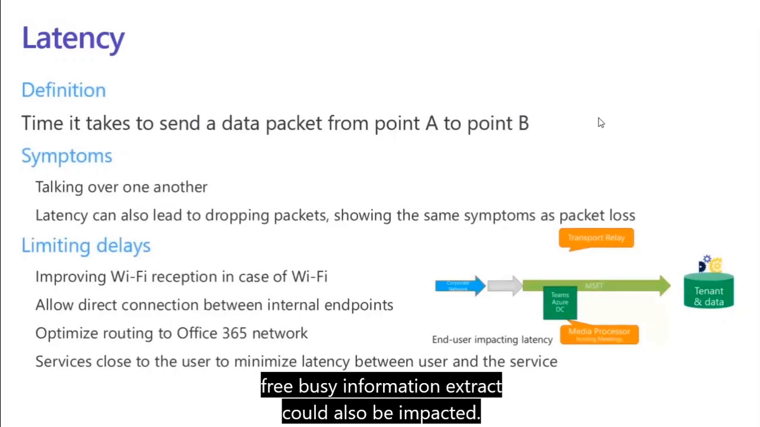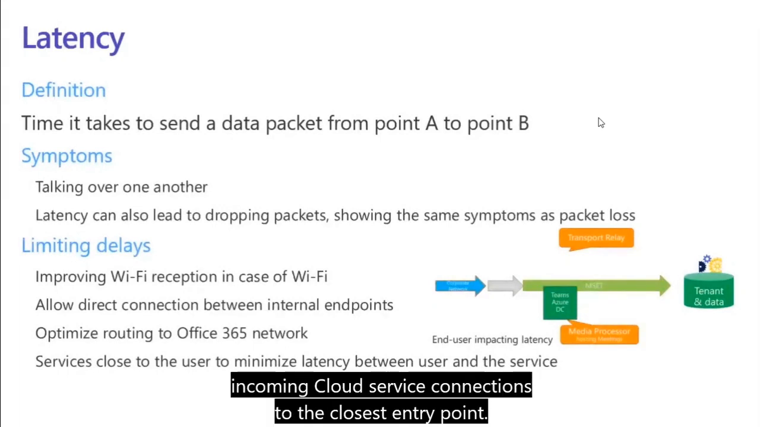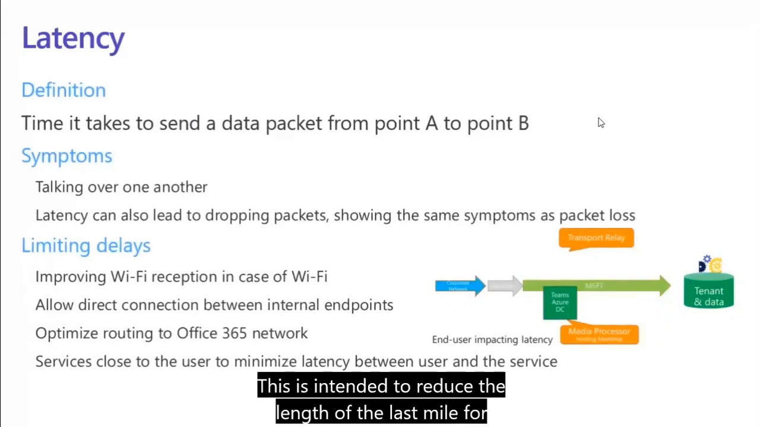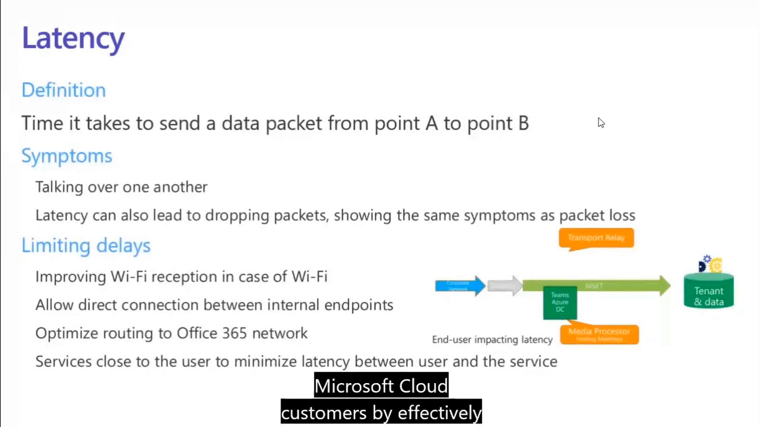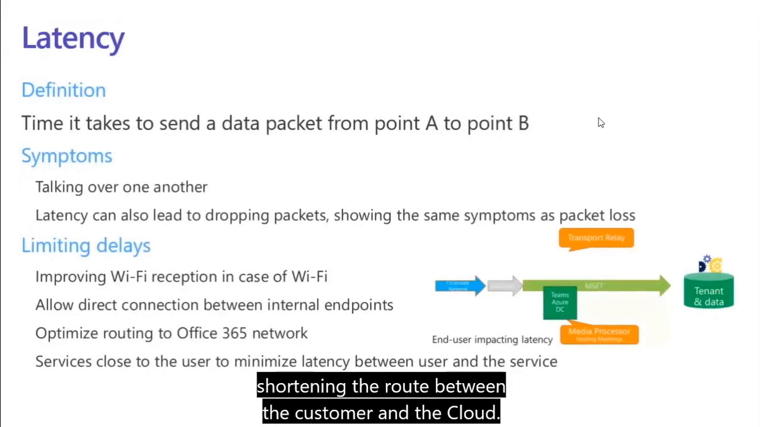could also be impacted. The Microsoft Global Network was designed to accommodate latency requirements with the distributed services front door infrastructure, a dynamic fabric of global entry points that routes incoming cloud service connections to the closest entry point. This is intended to reduce the length of the last mile for Microsoft Cloud customers by effectively shortening the route between the customer and the cloud.